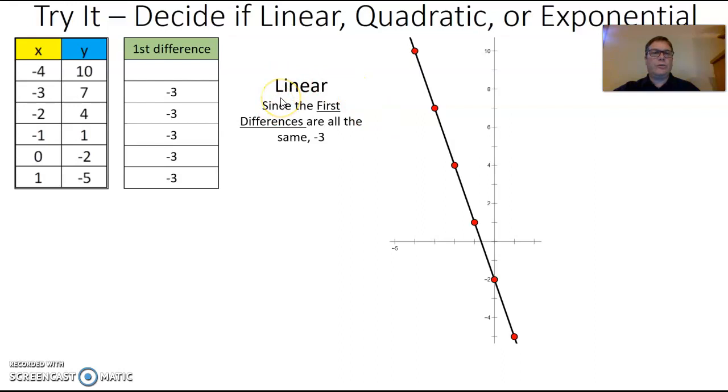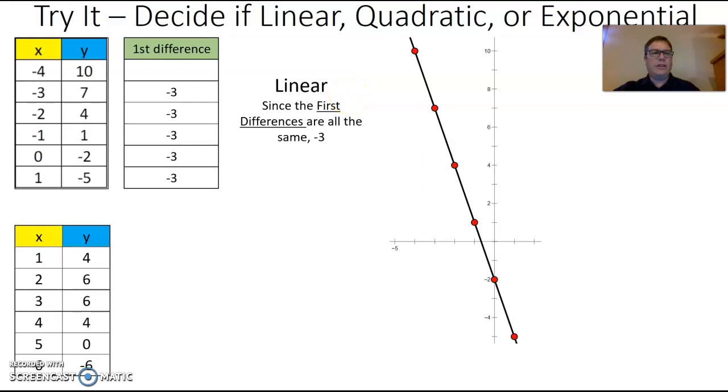The first differences were the same. In fact, what you're finding when you find those first differences is the slope of the line, because the x values are changing by 1. Again, these have to change by the same amount. They're changing by 1s. So I'm finding the change in my rise divided by the change in the run. Let's take a look at a second one. If you want to pause it and try it yourself, go right ahead.